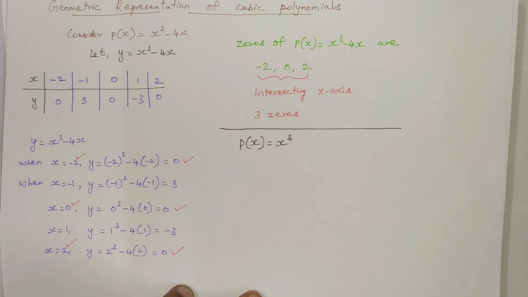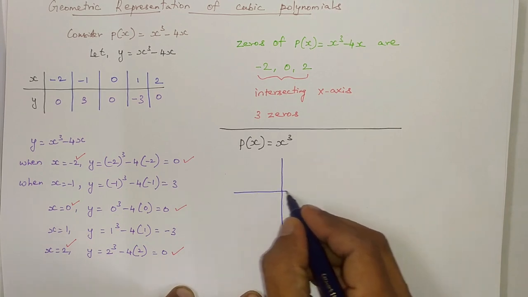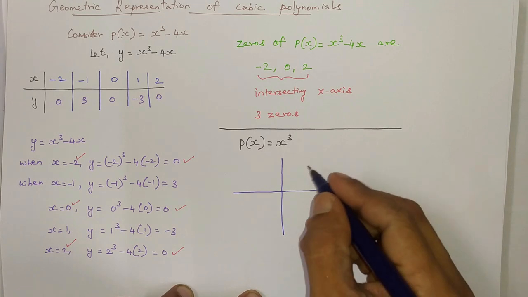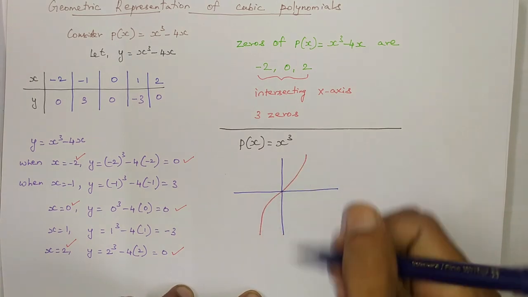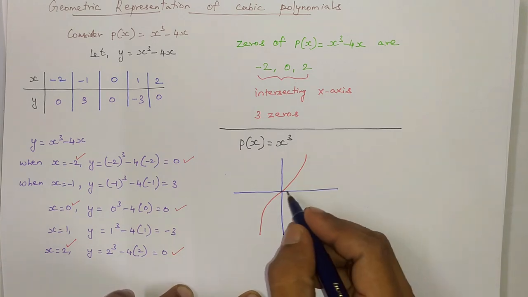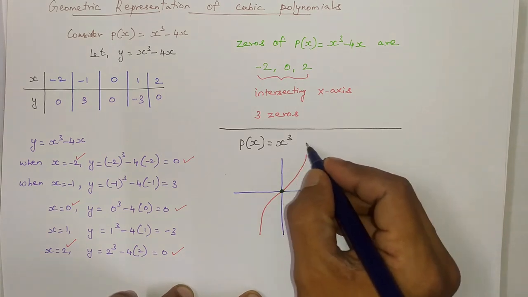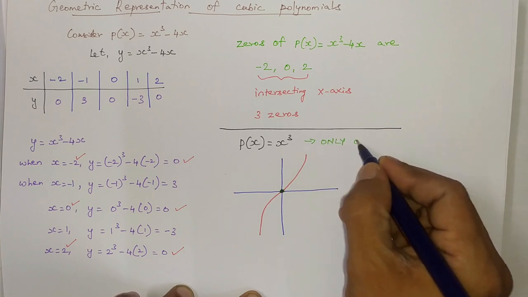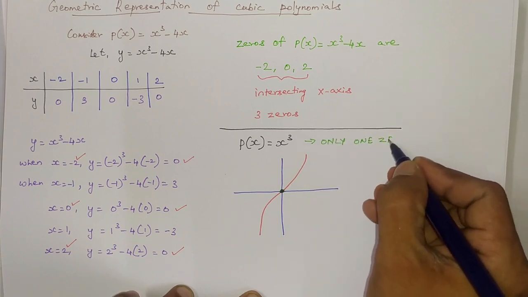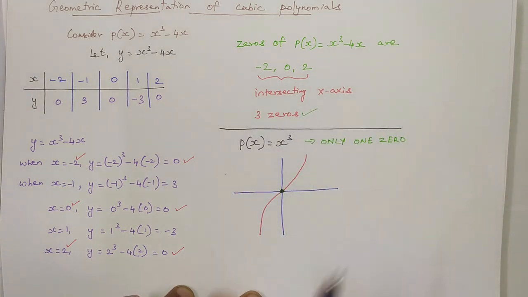So if we plot this one, so I am not going to use the graph, but if we plot for this particular polynomial, we get a graph something like this. So what I mean is, it is going to intersect at only one point. So for this, even though this is a cubic polynomial, it has only one zero. Here we had 3 zeros, here we have only 1 zero.